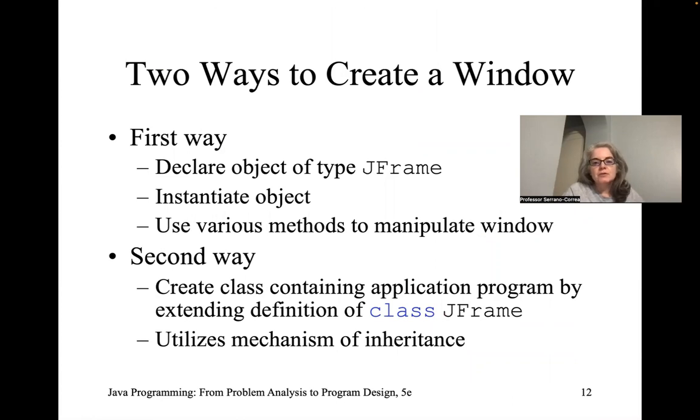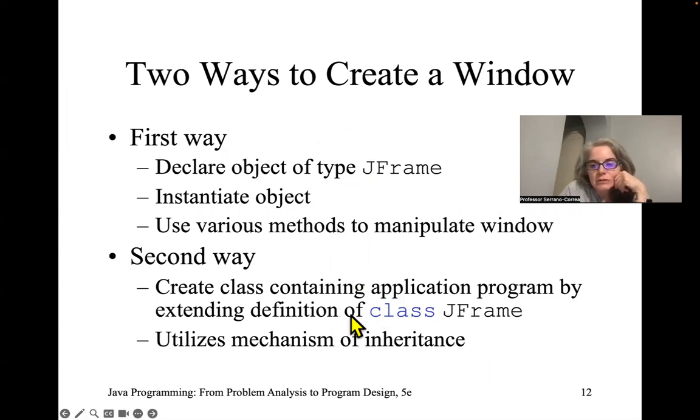So there are two ways to create a window. The first way is to declare the object of type frame and then instantiate the object. Then you would use various methods to manipulate the window, like the methods to set the height, the width, and the title, etc. The second way would be to create the class containing the application program by extending the definition of class JFrame and utilizing the mechanism of inheritance. So let's look at both of these ways right here.